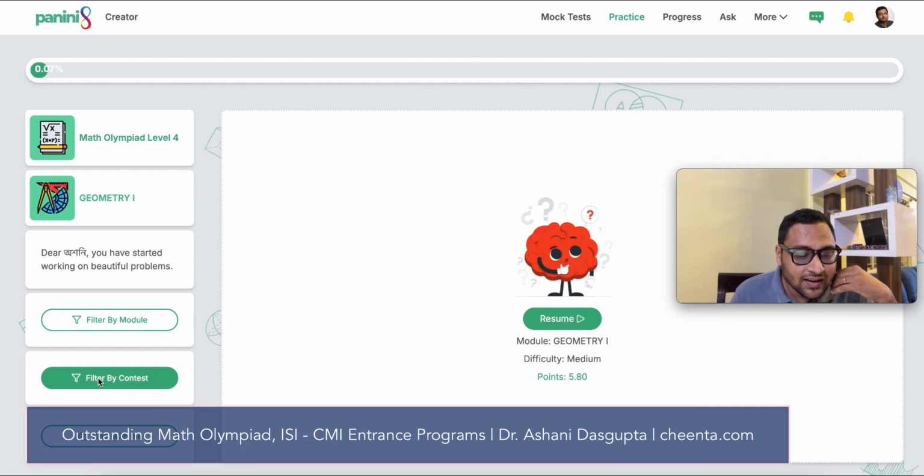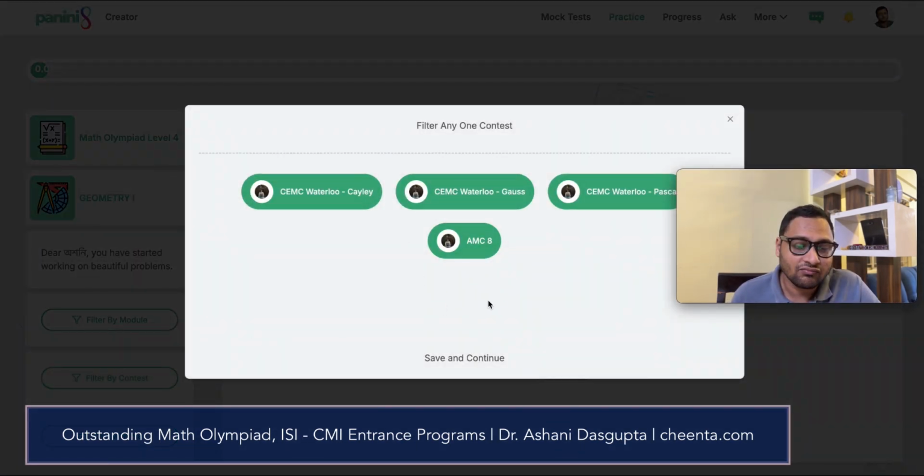You can also filter by contests. For example, some of the problems in the database are from contests. Some of them are created by Cheenta. So all of these problems come with hints and solutions, and they are also fitted into the adaptive algorithm that this software uses. For example, you can just try the problems of AMC8.